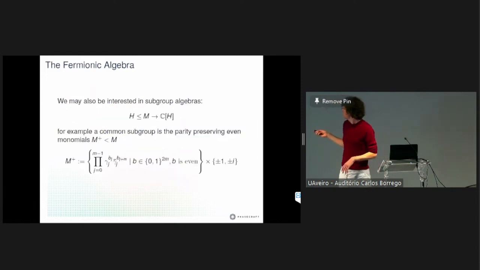We may also be interested in subgroup algebras. So we may be interested in some subgroup H of our Majorana monomial group, and in taking the group algebra of that subgroup. A common subgroup you might consider is the parity-preserving even monomials, right? These are all the monomials which are products of even numbers of Majoranas, right? And these are the kinds of operators that you build Hamiltonians out of, because these are the ones that satisfy parity superselection.